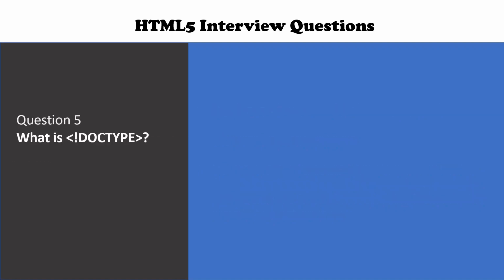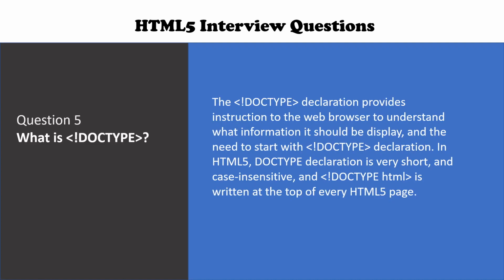Our next question is, what is doctype? The doctype declaration provides instruction to the web browser to understand what information it should display, and we need to start with a doctype declaration. In HTML5, the doctype declaration is very short and not case sensitive, and doctype html is written at the top of every HTML5 page.